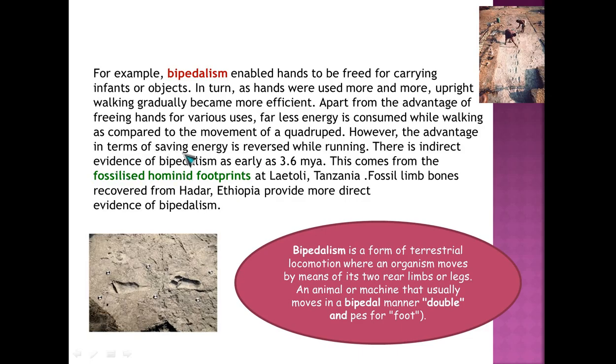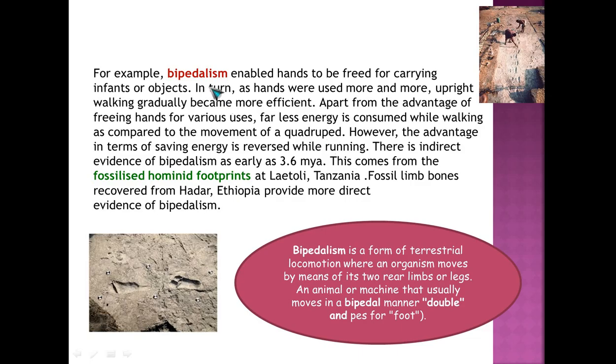Now, the advantage in terms of saving energy is reversed while running, because when animals run on four limbs, the energy is actually less. When we run, the energy is more. Okay, reversed means, did you understand the meaning? When it is a bipedal human being, the energy used for running is more, but for walking is less. And it is inversely reversed when they are quadrupeds. Quadruped is walking on four limbs. Understand all these terms. If you're not familiar with them, write them on a piece of paper.